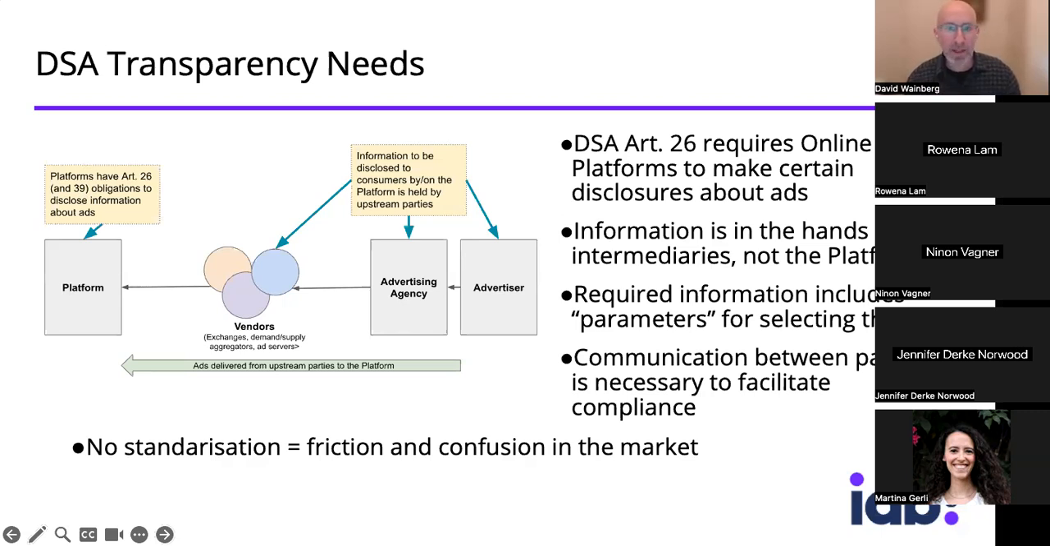And with that, I will hand it over to Jennifer, who's been leading our task force for some time now and has been a key author of the specification. Thanks, David. Next slide.